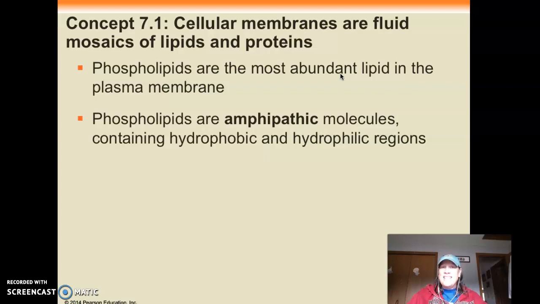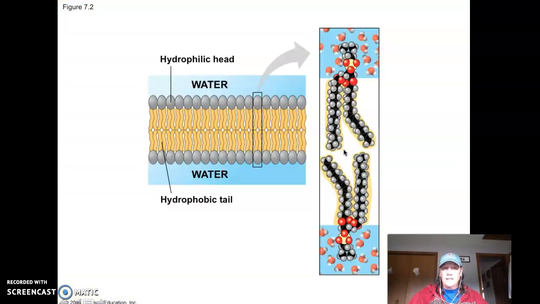In other words, they have two different regions, and I just talked about that. Anytime you see this prefix, like amphoteric, water can be amphoteric. It means it can be either an acid or a base. There's all kinds of things, but this just means it can do both things. So when you look at a phospholipid, one end is hydrophobic, doesn't like water, and one end is hydrophilic, and it uses this to its advantage to get things in and out.